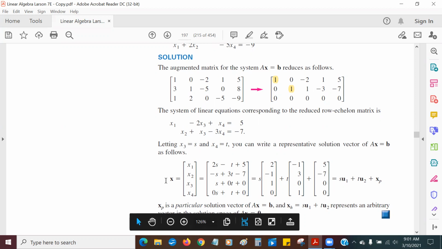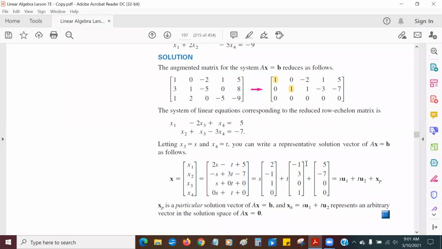But that means that the solution is s times this u1 vector. U1 is just 2, negative 1, 1, 0. U2 is negative 1, 3, 0, 1. So this is an infinite amount of solutions. And then I have the xp. The xp is really just the 5, negative 7, 0, 0.